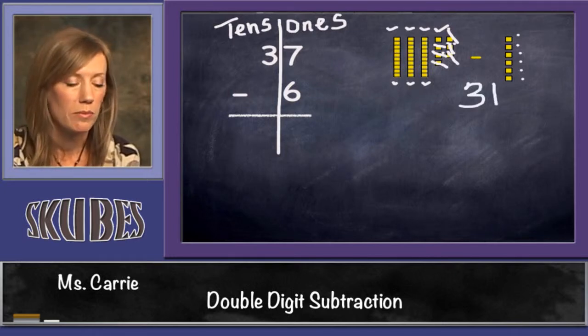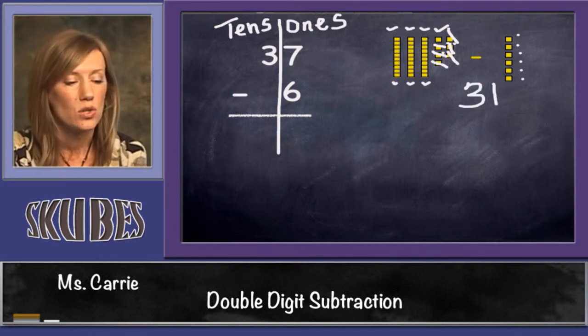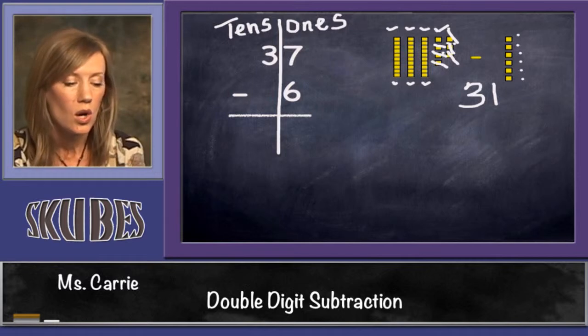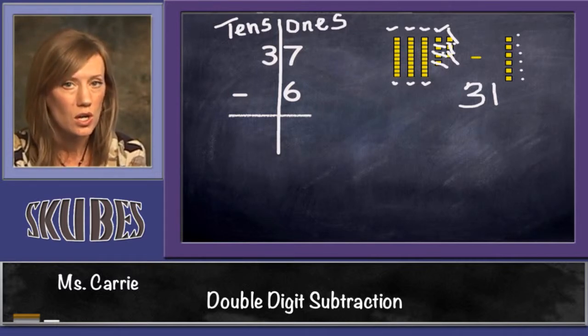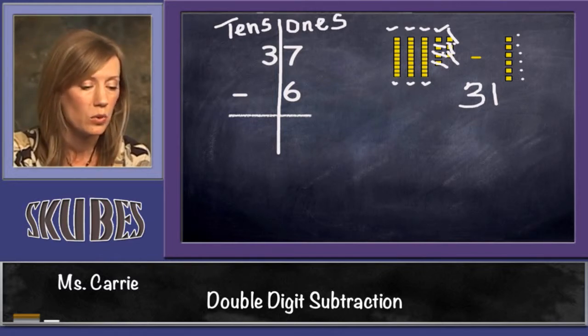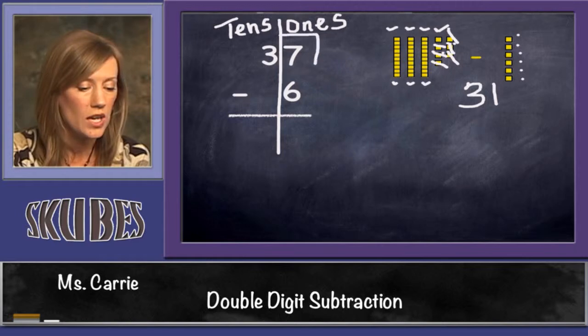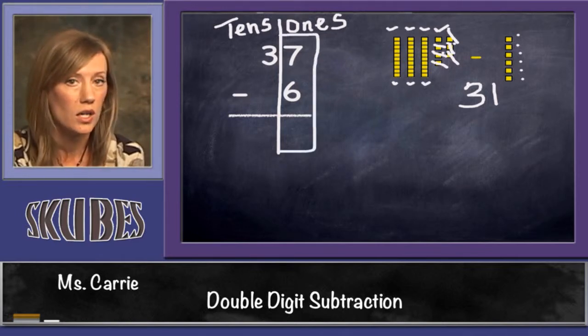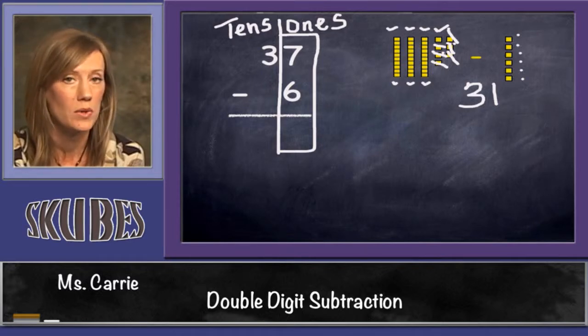Now let's go back to our problem over here. Remember I said there's a tens place and a ones place. When you're subtracting double-digit numbers, you always want to start in the ones place and you want to stay within that column. So we're going to start over here and we're only going to look over here. We're not going to look in the tens place yet. That'll come in a minute.